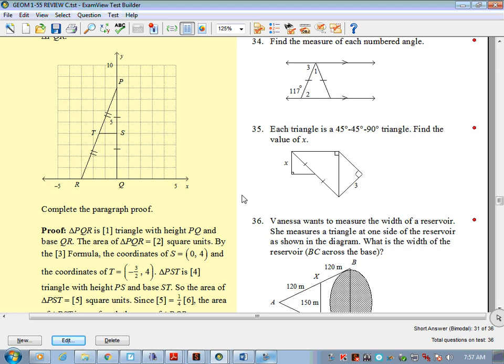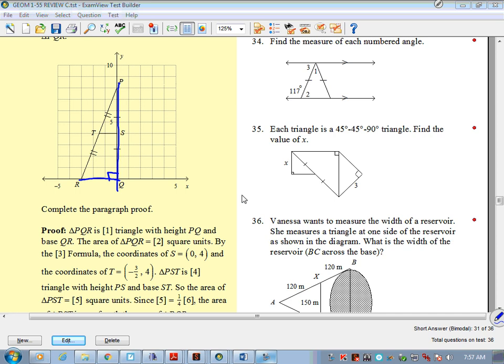And what we see here is that QR is a horizontal line and PQ is a vertical line, which means that's going to make that a right angle, which is going to make it a right triangle. So that's how we get a right triangle in there.